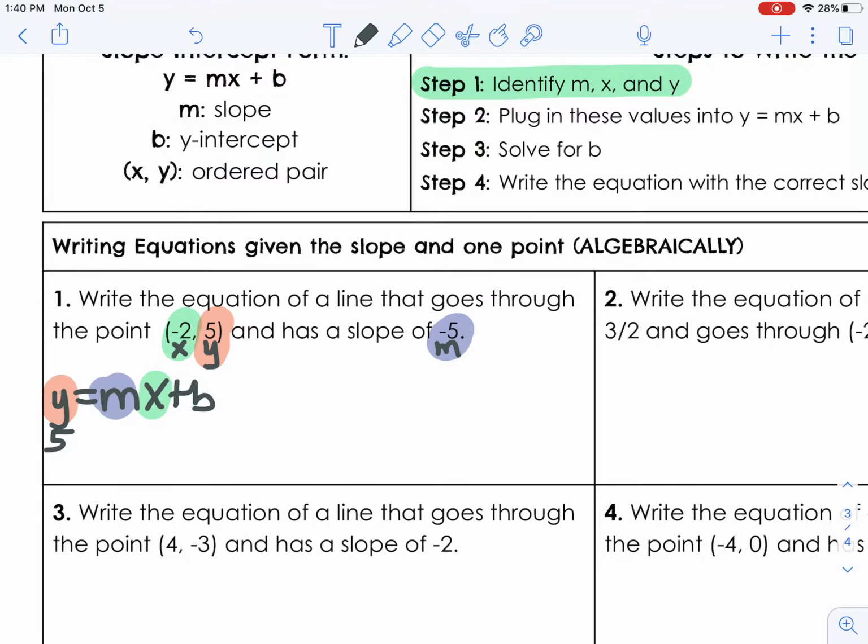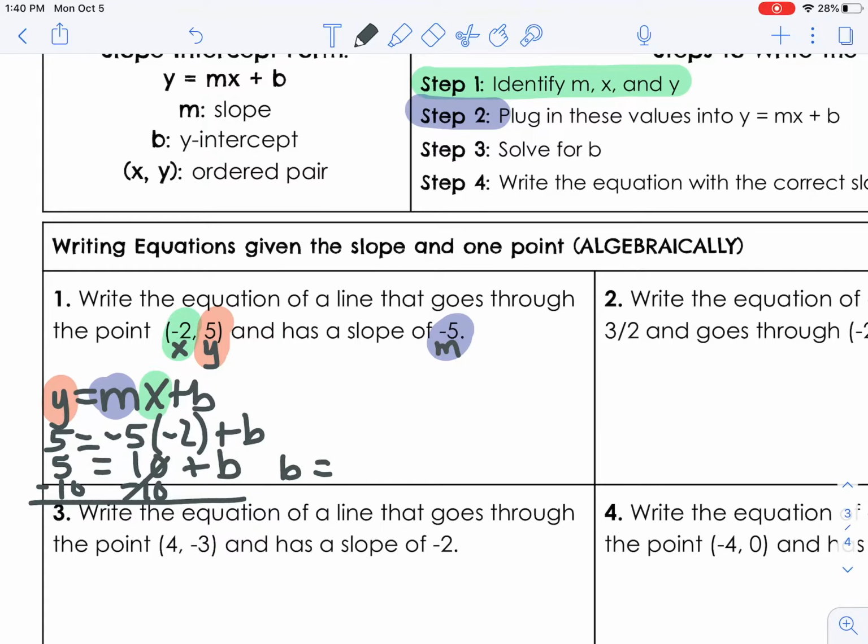So let's do this. We have 5 is the y, -5 is the m, and our x is -2. And that was step 2. Alright, step 3 says solve for b. So what I'm going to do is follow my order of operations here, or get b by itself, where I need to multiply this -5 and -2. Well, -5 times -2 is +10. To get b by itself, this says 10 plus b, so to move this 10 over, I need to subtract 10 on both sides. So b equals 5 minus 10 is -5.